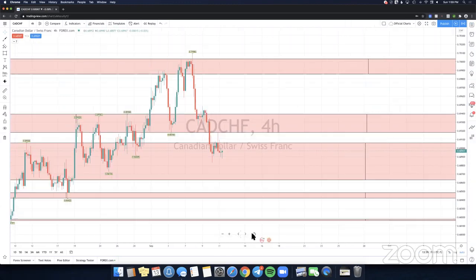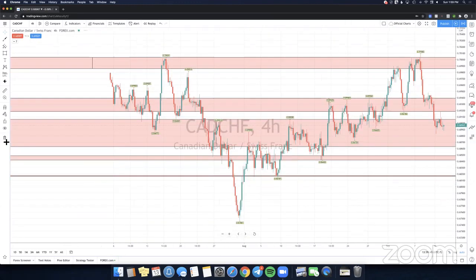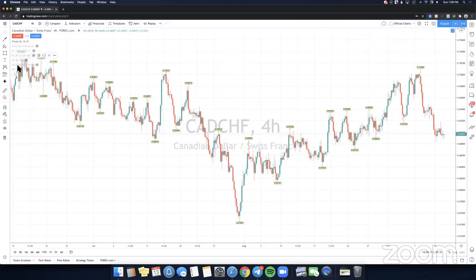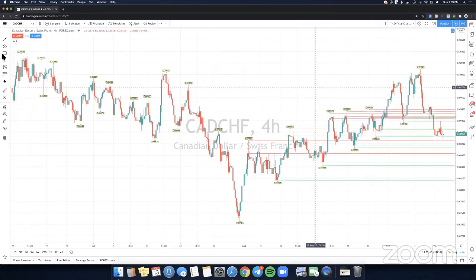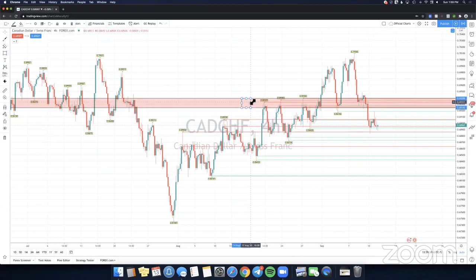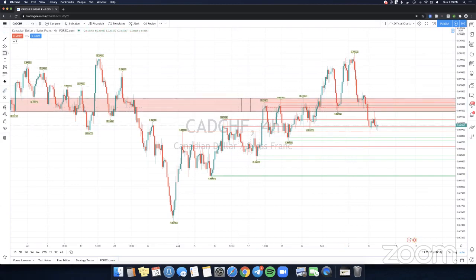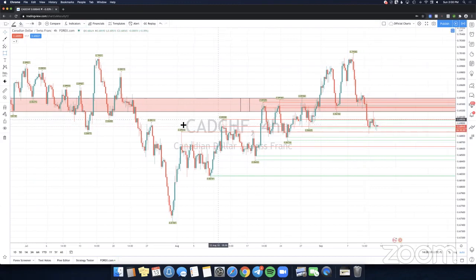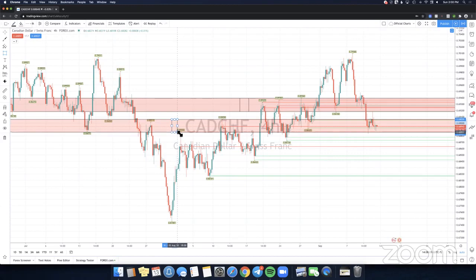All right, CAD CHF. Delete the zone, start from scratch, K2SR. Draw the zone right here. This is kind of close, so I can connect these two. It's only about 5 pips. Connected. Use right here, connected.